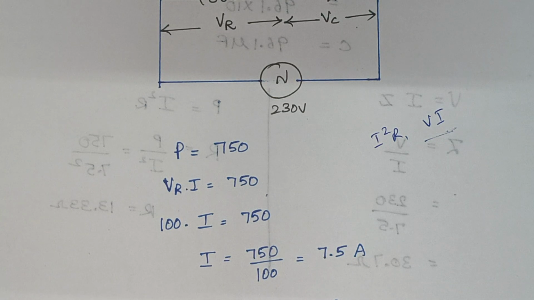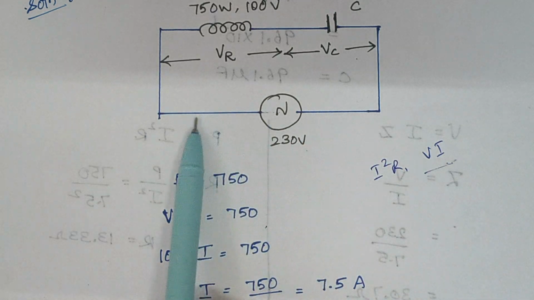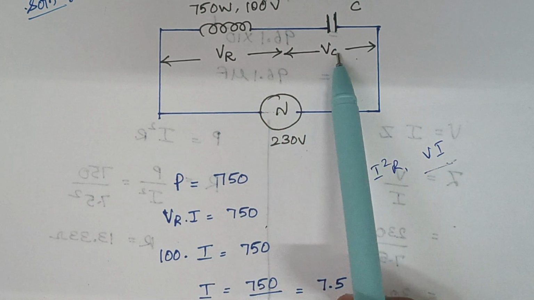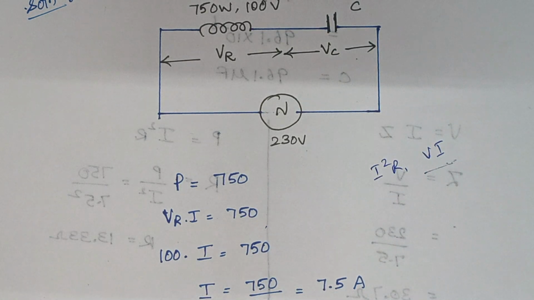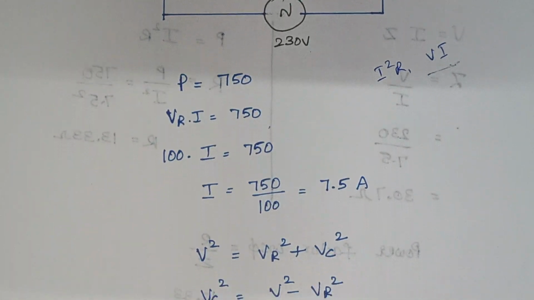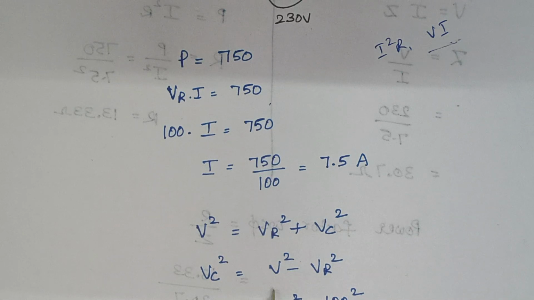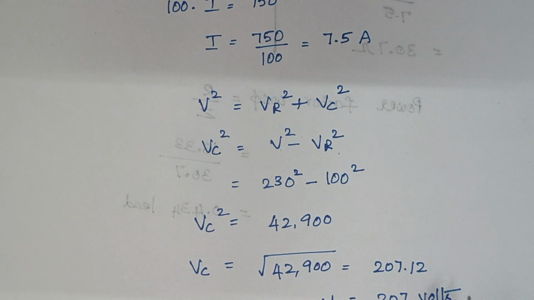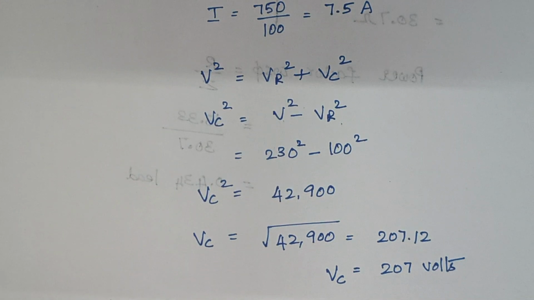The next thing is, as we all know, V square is equal to VR square plus VC square. Therefore VC square is given by V square minus VR square. We know what V is, we know what VR is. Just substitute, and the final answer for VC is 207.12 volt, or 207 volt.